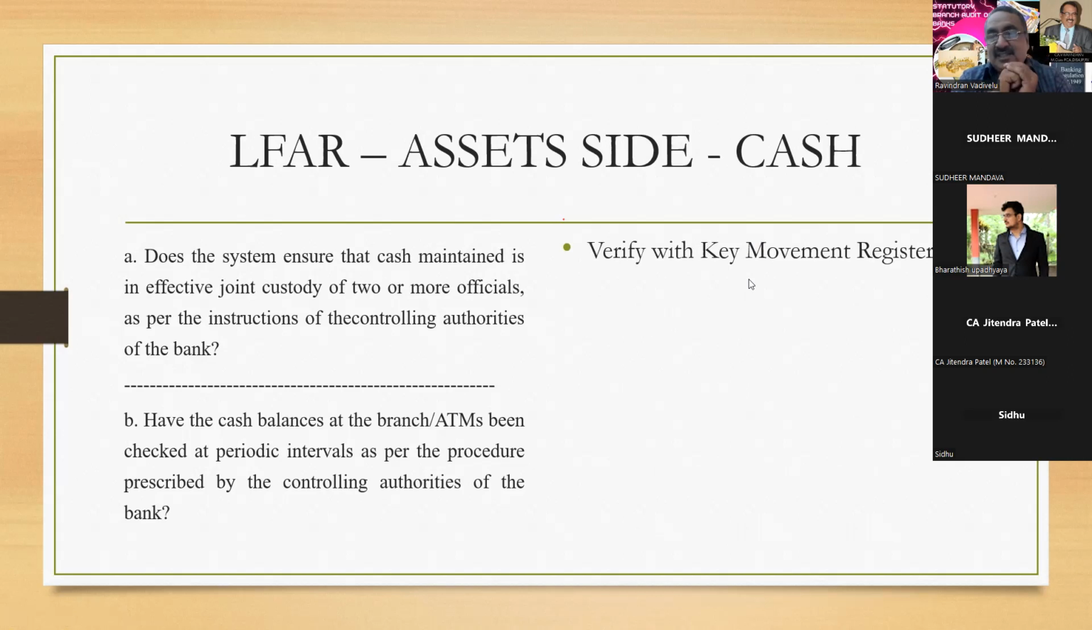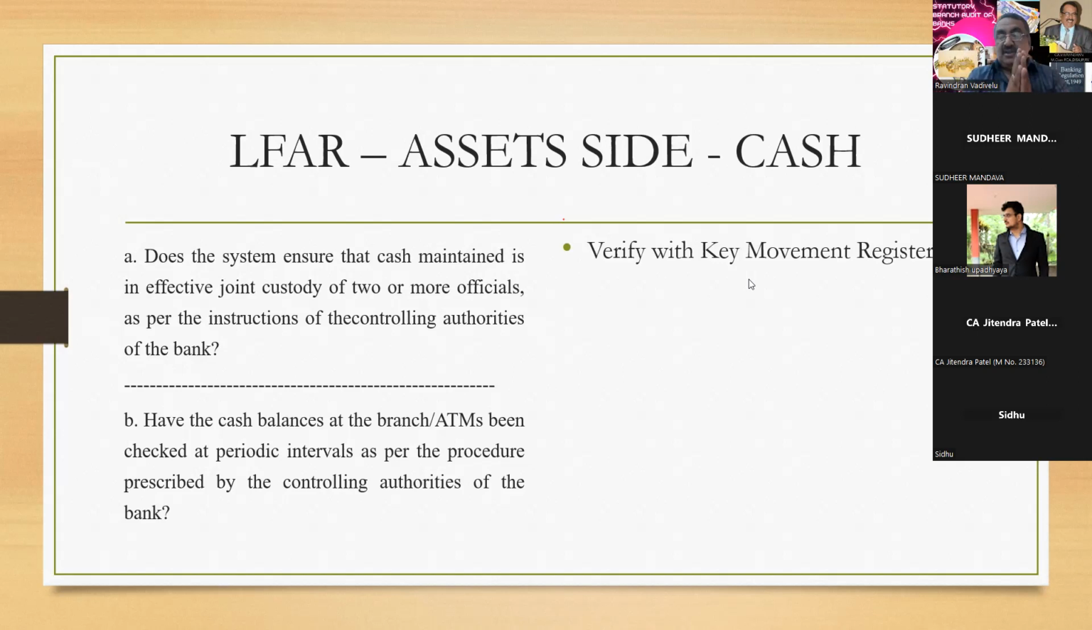The cash key should be held in the joint custody of two officers: either the cashier or officer, or manager or officer, or manager or cashier. Everything has to be recorded in the key movement register. In that, you have to see who is holding the keys for the entire year, the keys of the cash counter, vault, everything, and all of it has to be recorded.